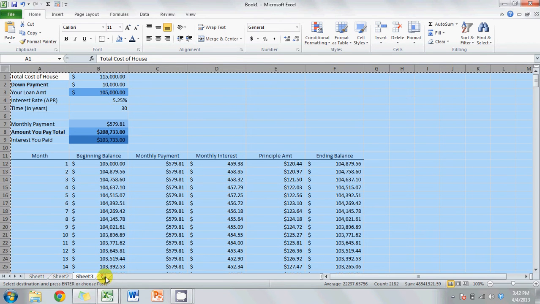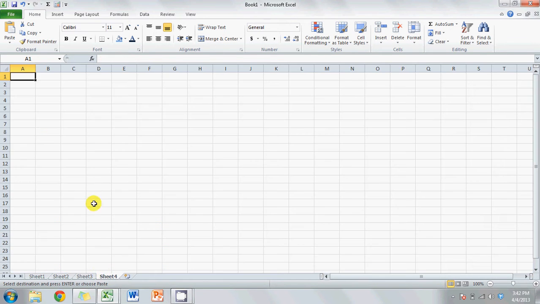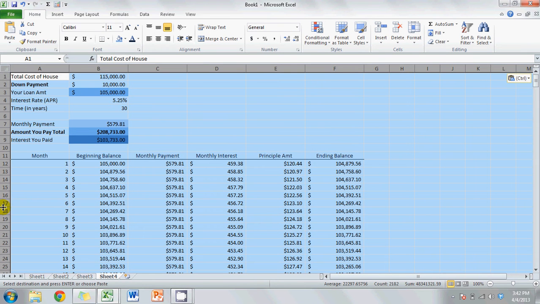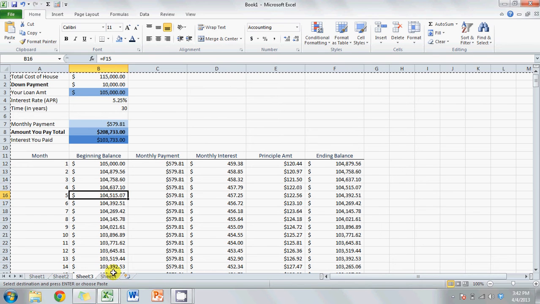So I'm actually going to name it. Double click on sheet 3, and I'm going to name this one original. Now, sheet 4 is going to be my refinance. I'm going to double click. I'm going to name it refinance.